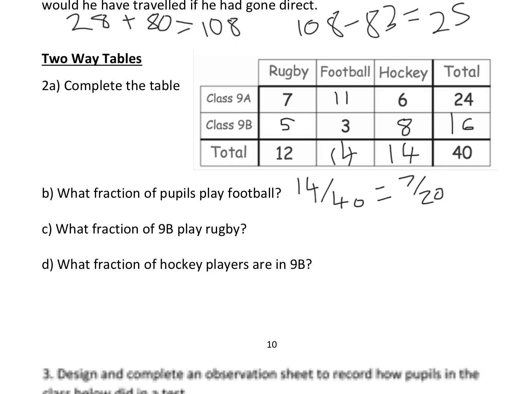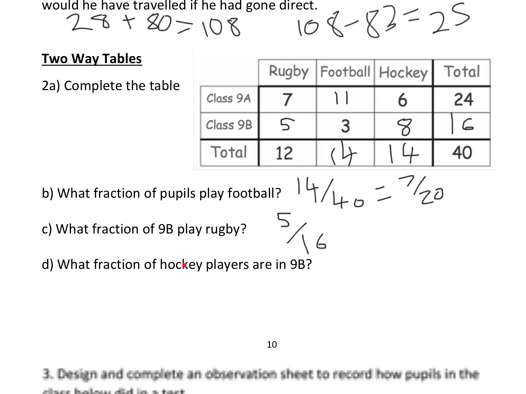What fraction of 9B play rugby? Well, now we're not looking at everyone. We're just looking at 9B. So 9B is out of 16. And how many people play rugby in 9B? That is 5. So 5 out of 16.